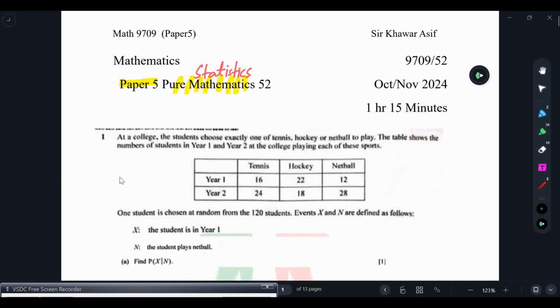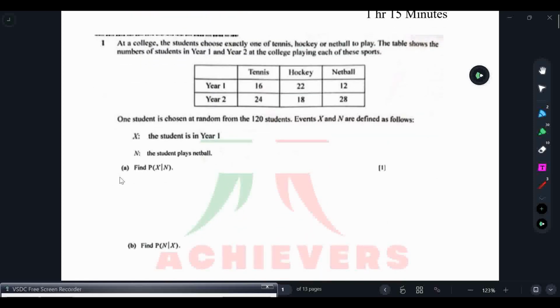Now this one is question number 1. Question number 1 is, at a college, the students choose exactly one of tennis, hockey, or netball to play. The table shows the number of students in year 1 and year 2 at the college playing each of these sports. Now, in the first one, they are saying that X represents the student is in year 1 and N represents the student plays netball.